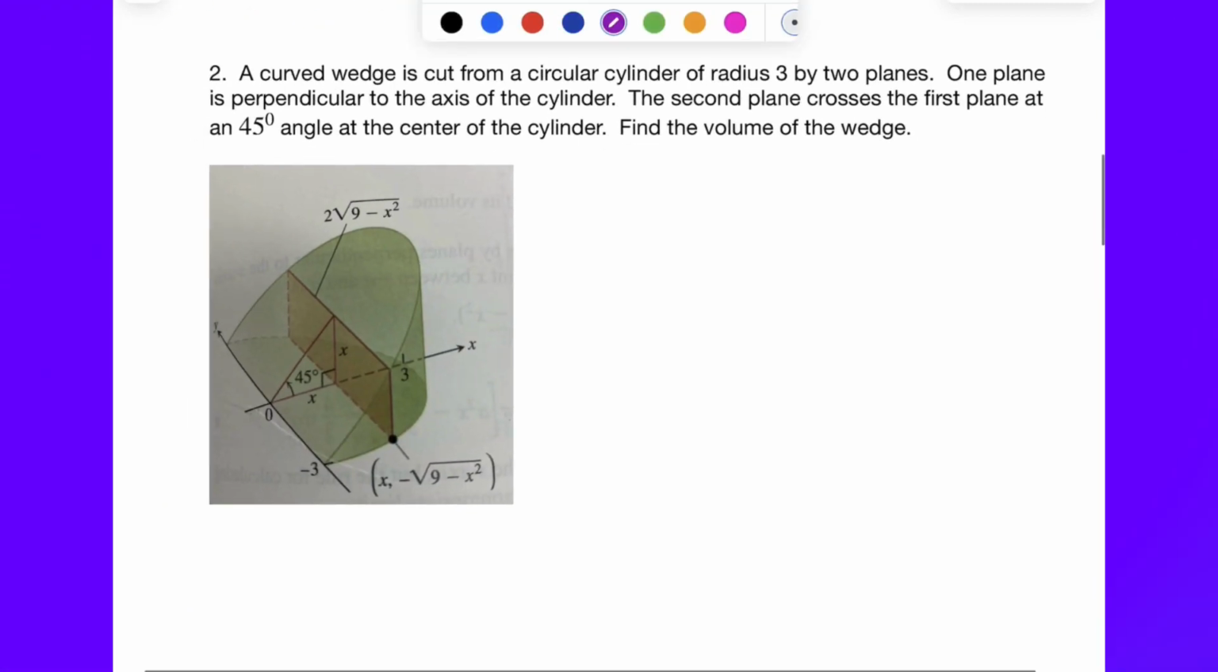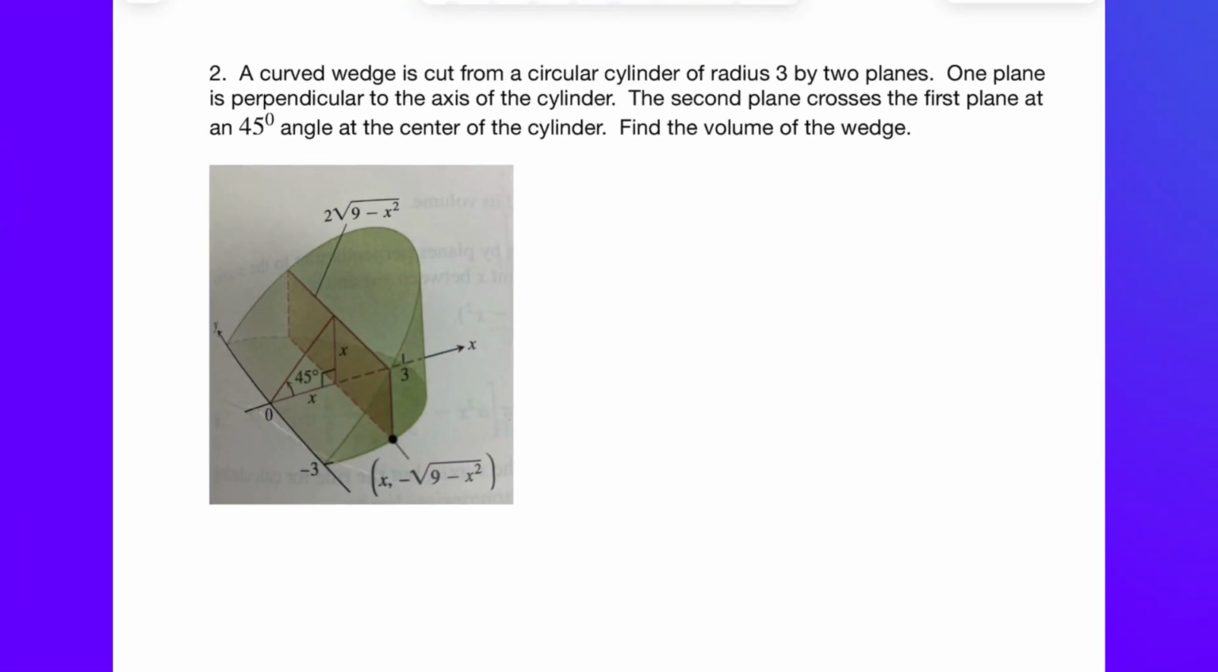A curved wedge is cut from a circular cylinder of radius 3 by 2 planes. One plane is perpendicular to the axis of the cylinder. The second plane crosses the first at a 45-degree angle to the center of the cylinder. Find the volume of the wedge.